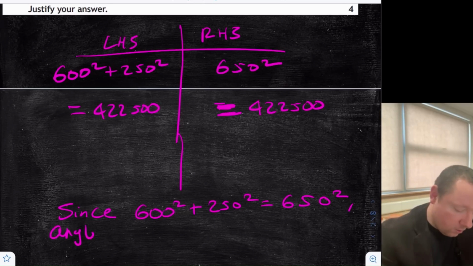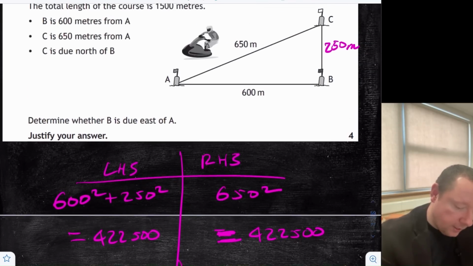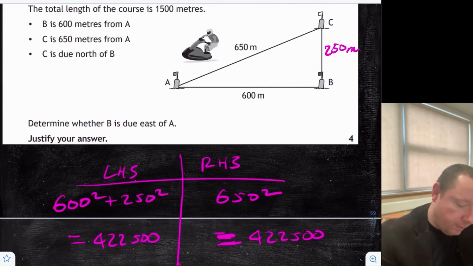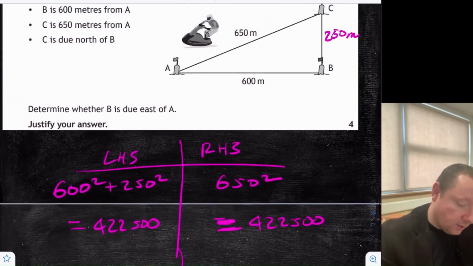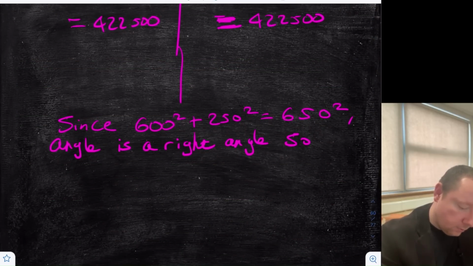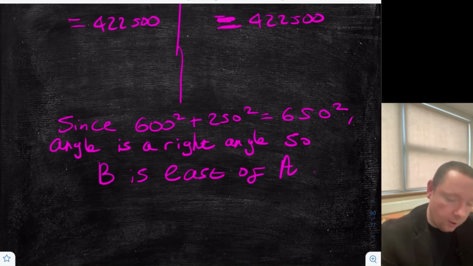So then you can say, since 600 squared plus 250 squared equals 650 squared, then the angle is a right angle. So we could then write what we're trying to say. B is east of A. And we're done.